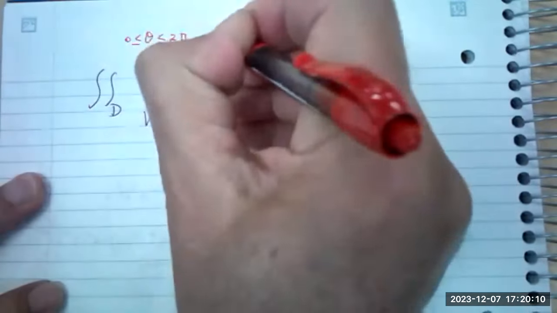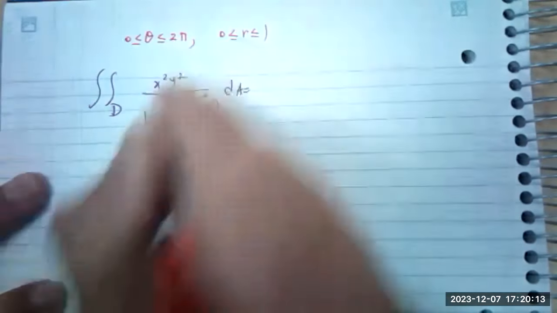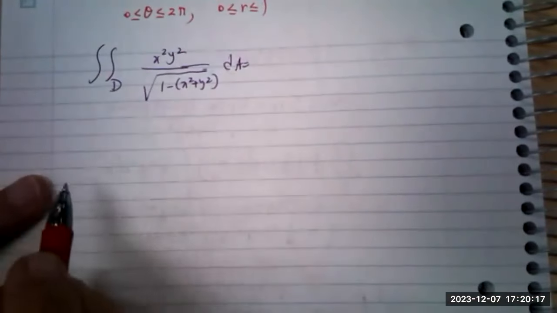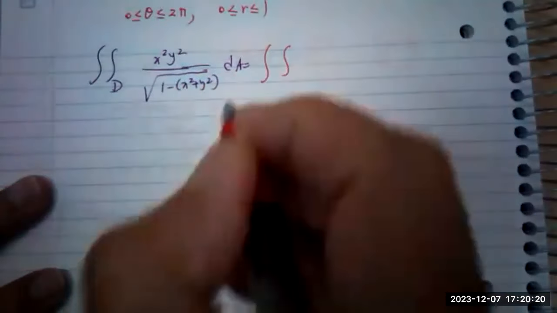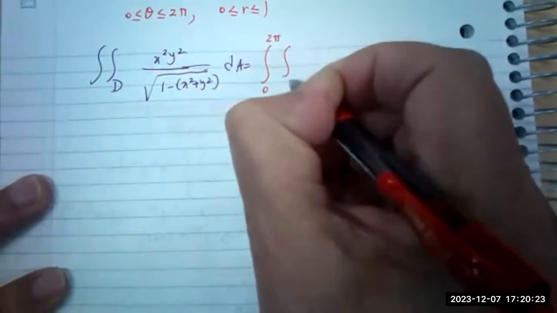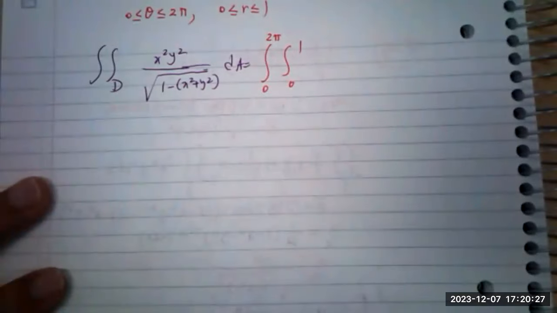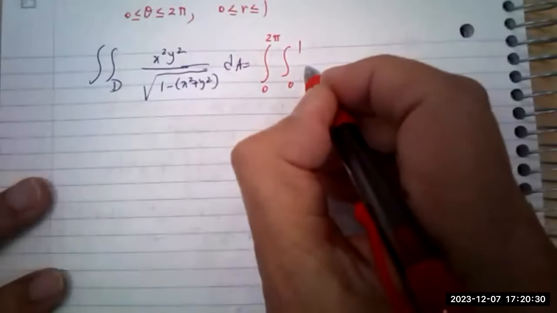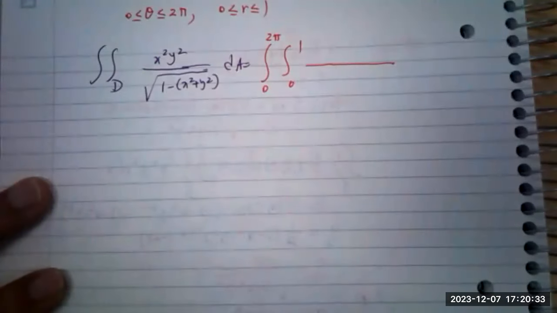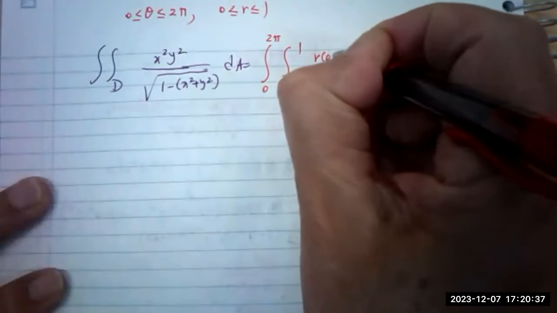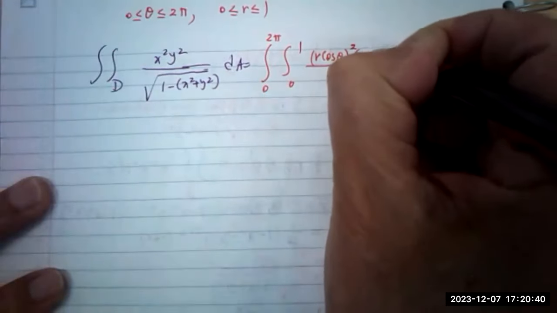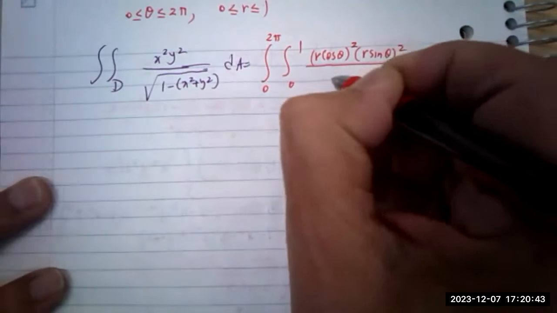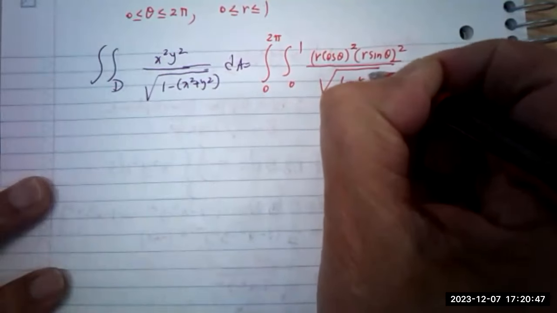Now, I forgot to tell you that it's a circle. What's going to be the polar form of the circle? Your theta is going to be between 0 and 2 pi, and the r is going to be between 0 and 1. So now this will be changed into a double integral, 0 to 2 pi on the outside, 0 to 1 on the inside. Change those x and y into polar coordinates. Remember, x is r cosine theta, so r cosine theta squared, r sine theta squared, and the bottom one would be the square root of 1 minus r squared.